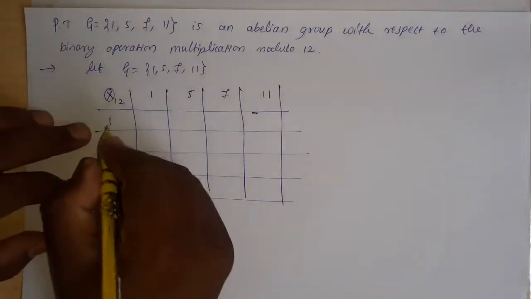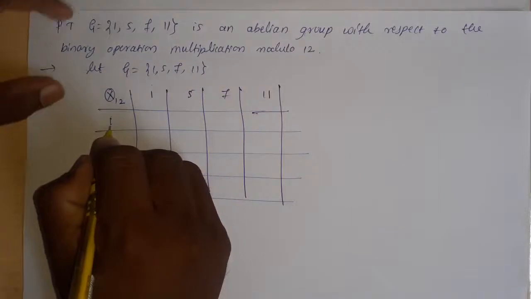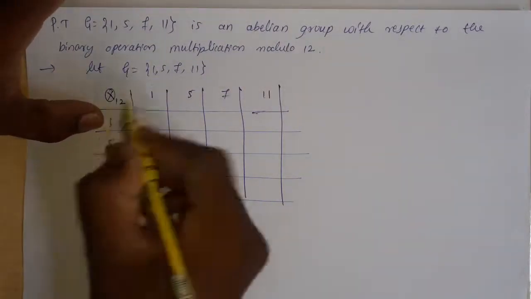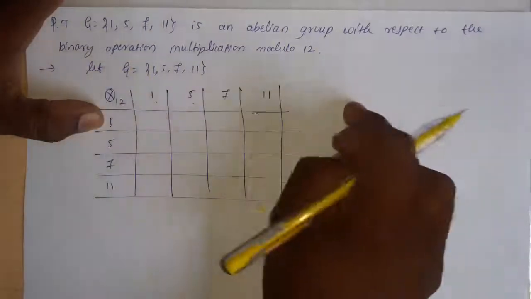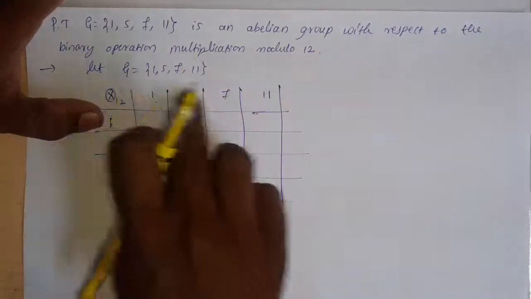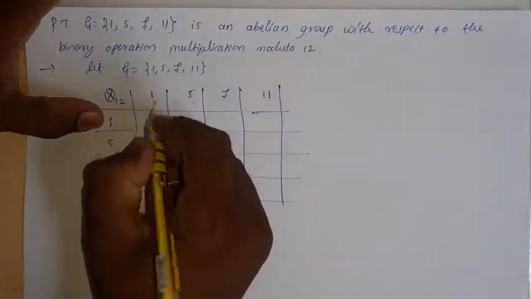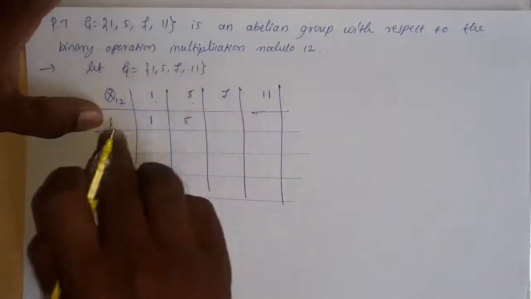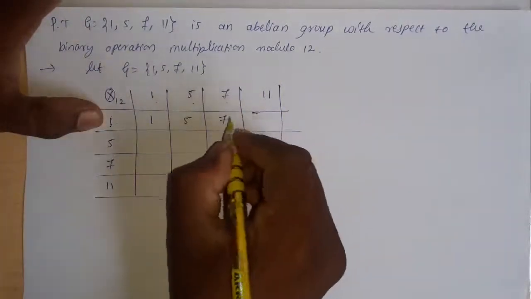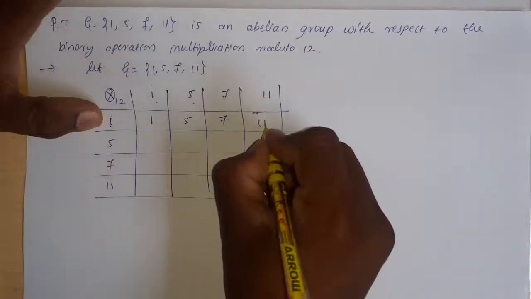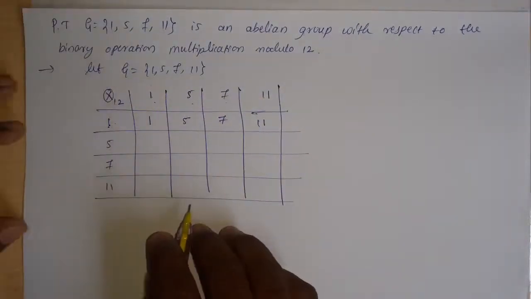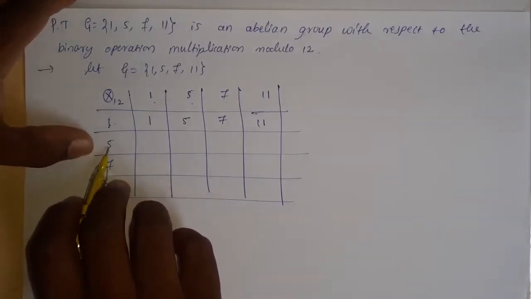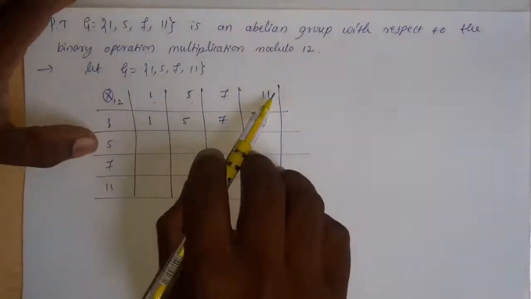Now, first consider the first element in the first column, then multiply this element with each of the elements in the topmost row. Now, 1 into 1 is equal to 1, then 1 into 5 is equal to 5, 1 into 7 is equal to 7, 1 into 11 is equal to 11. And the next element, that is 5. Now, multiply this 5 with each of the elements.